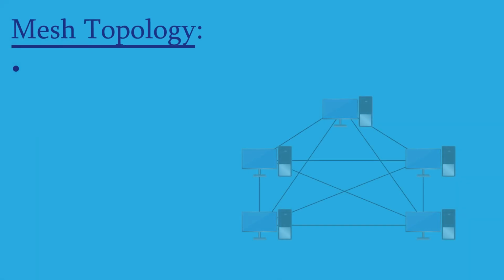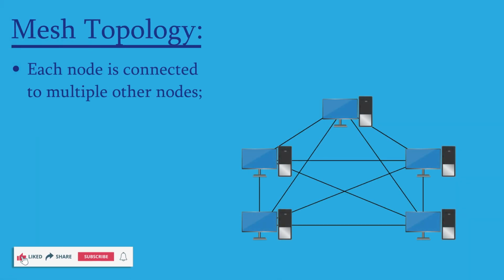Next, we have the mesh topology. Mesh topology is a network configuration where each node is connected to multiple other nodes. This creates a highly interconnected network that is very resistant to failure. There are two types of mesh topologies: full mesh and partial mesh.